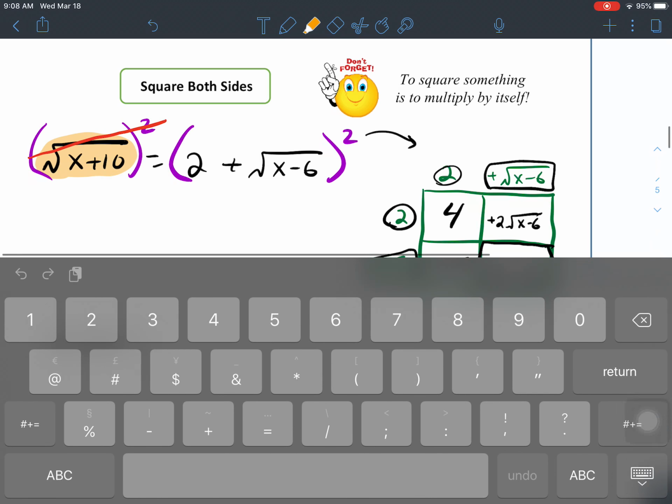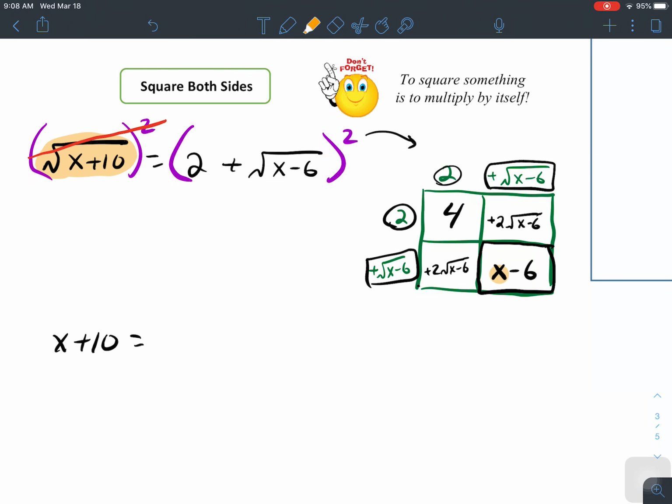I have all by itself an x. So I'm going to write down an x. I have a 4 and a negative 6. So I'm going to write down minus 2. I have 2 radicals, and I have 2 more of the same radicals. So I have 4 of those radicals.